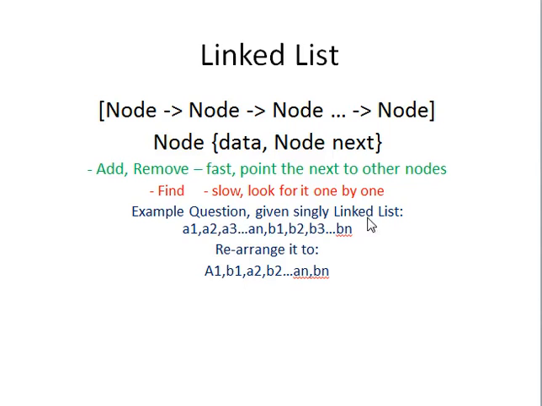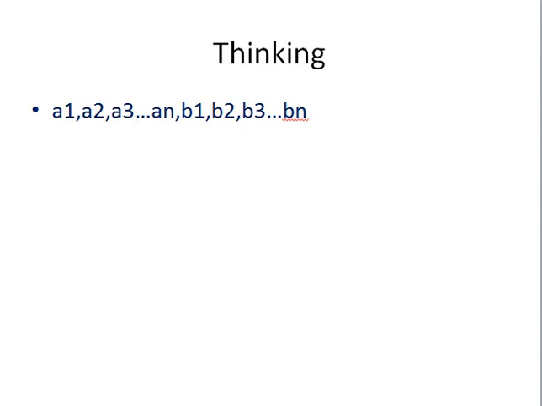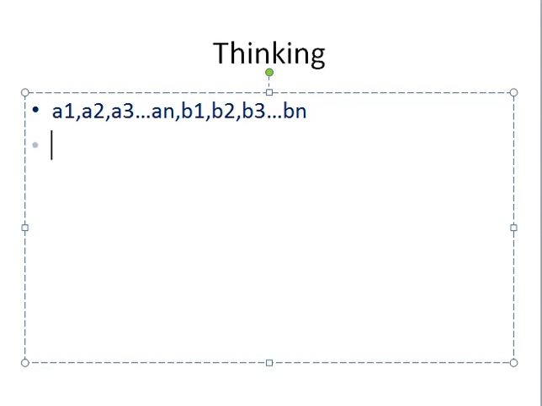So for a linked list containing the below nodes A1, A2, A3, B1, B2, B3 until Bn, we want to rearrange everything into this order: A1, B1, A2, B2 until An, Bn. So to approach this question, it's easier to just take this example out onto a paper. And we know the node is going from the beginning to the next.